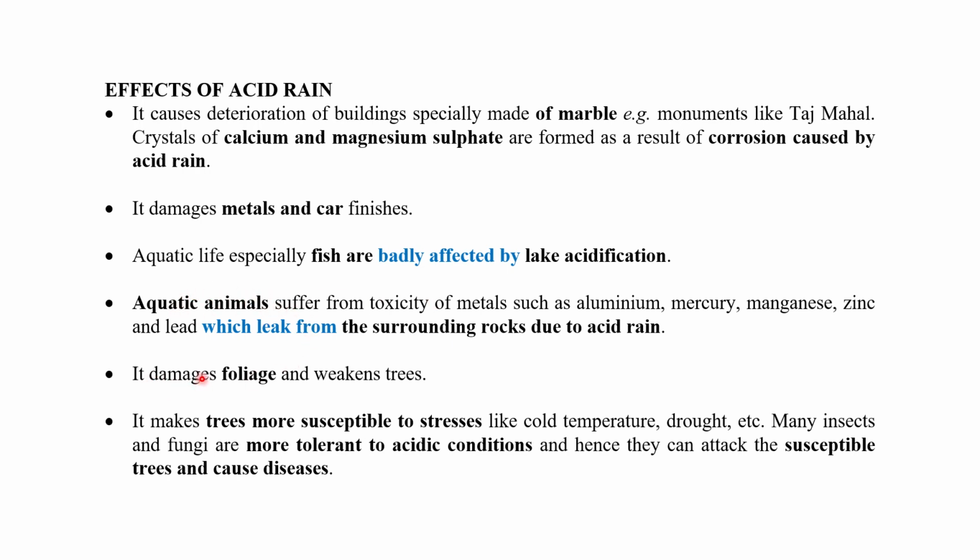Next, it damages the foliage and weakens trees. It makes trees more susceptible to stresses like cold temperature, drought, etc. Many insects and fungi are more tolerant to acidic conditions. Hence, they can attack the susceptible trees and cause diseases.